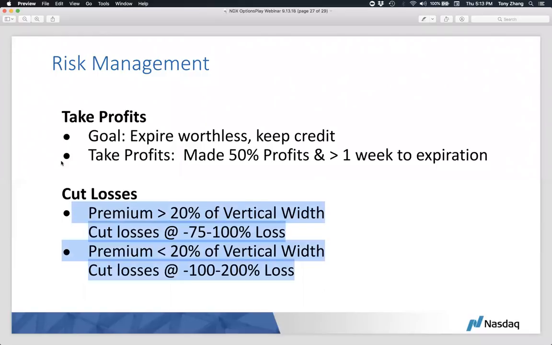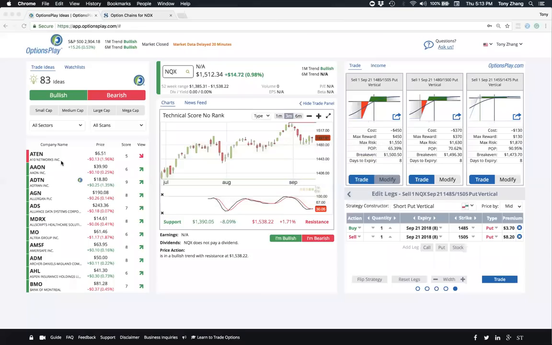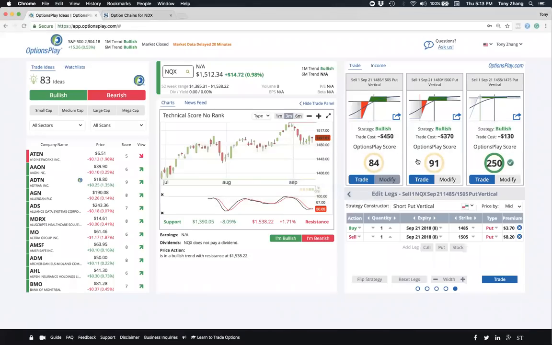Jacob's asking, how do you calculate the OptionsPlay score and what does it concretely mean? Great question. So we have what's called an OptionsPlay score. This is a score that tells you the risk to reward of each strategy based on the outlook that you have. It's a risk to reward ratio, and it's meant to give you the same mentality as a poker player, meaning how much reward am I getting for every unit of risk that I'm taking?